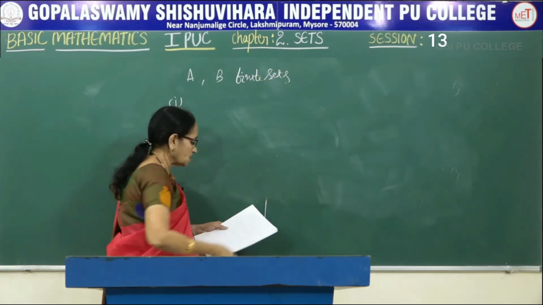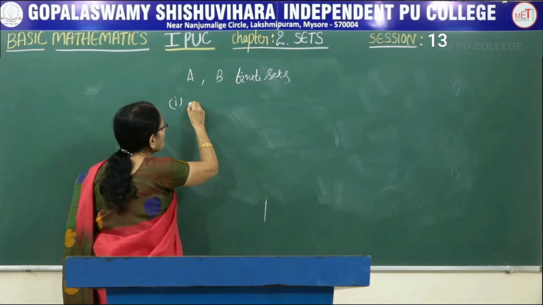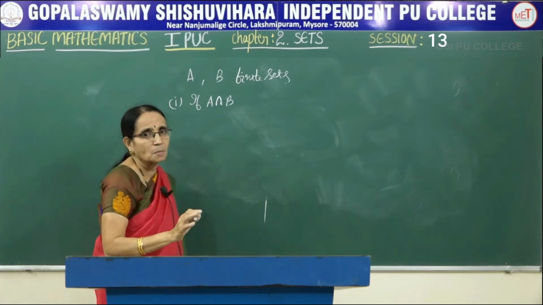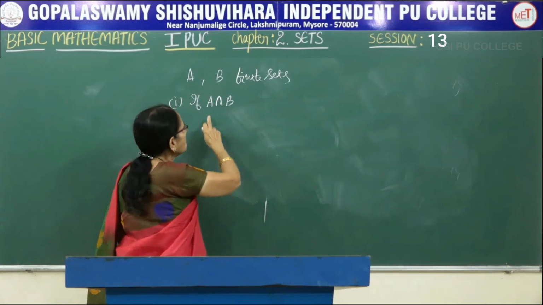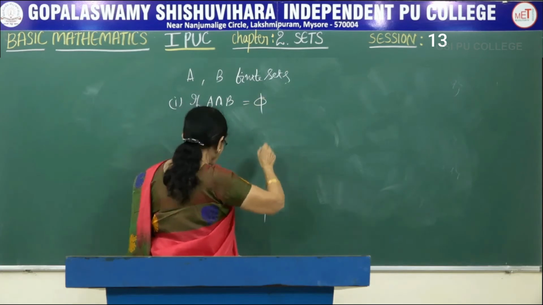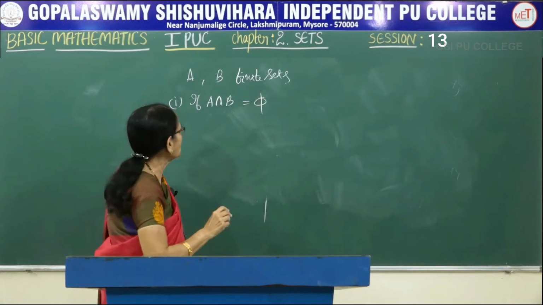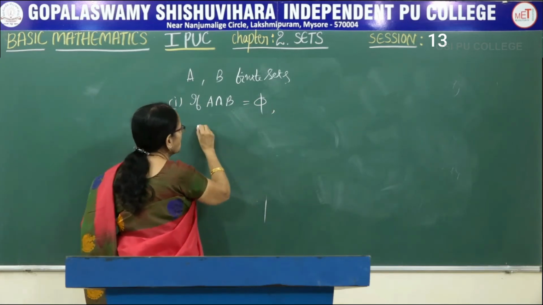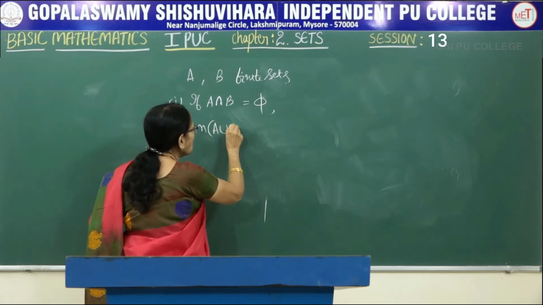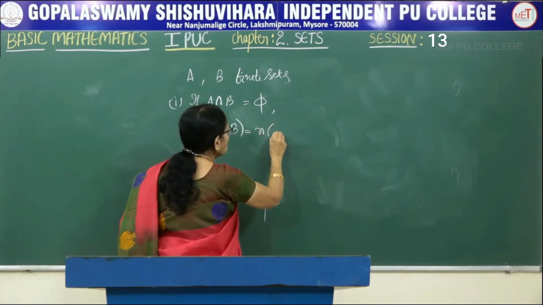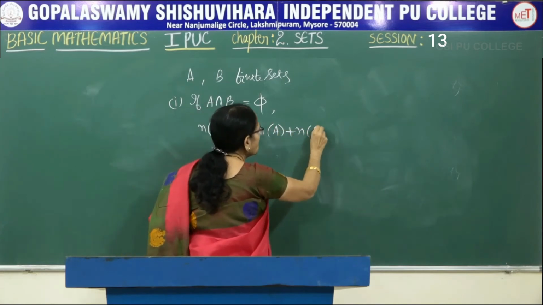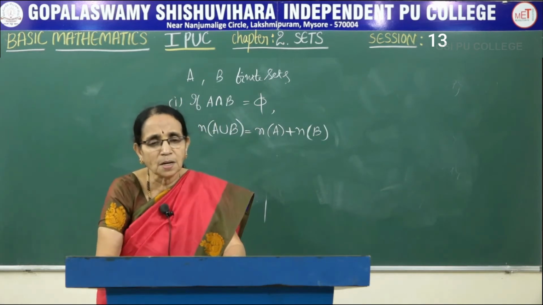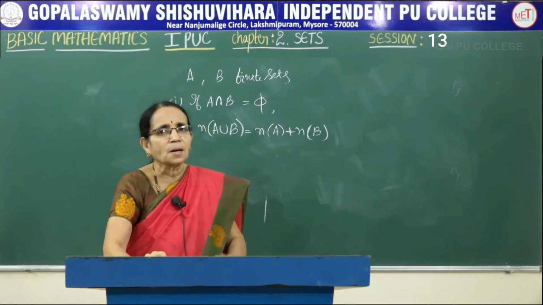Now, first possibility is here A and B, they may have a common element, may not have a common element. A intersection B, suppose it is a null set. That means that there is no common element at all. In that case, we use n(A union B) is equal to n(A) plus n(B). If I simply write this, you may find it difficult to understand. I will give an example.